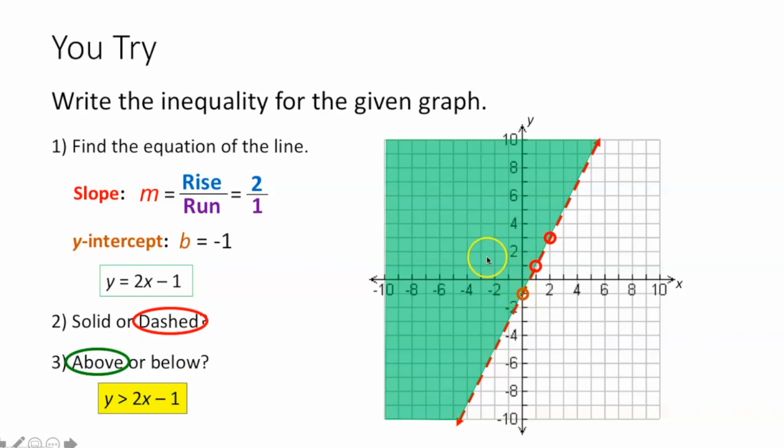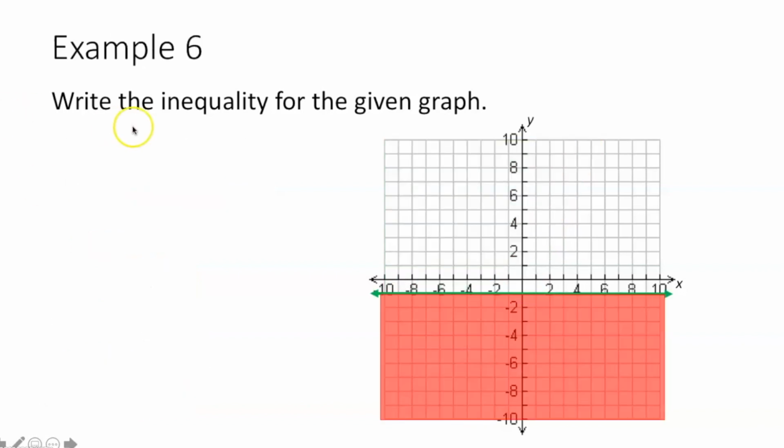Again, if you wanted to, you could pick any point in the shaded region, plug it in to see if you got it correct. Okay, example 6, doing the same thing. We want to write the inequality for this given graph. So first, what's the equation of this green line?